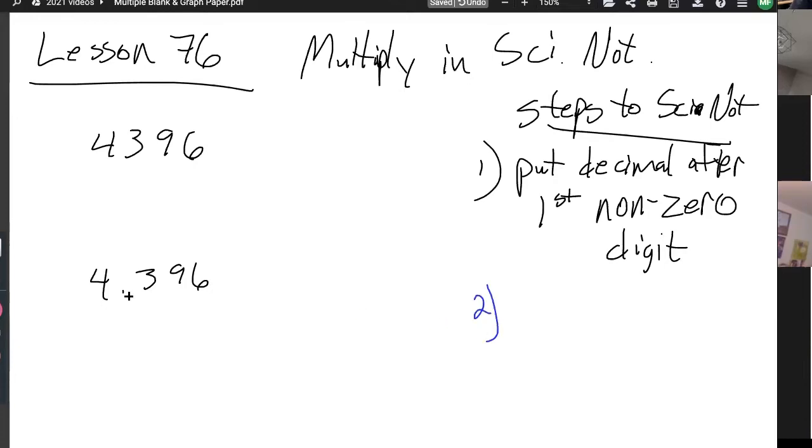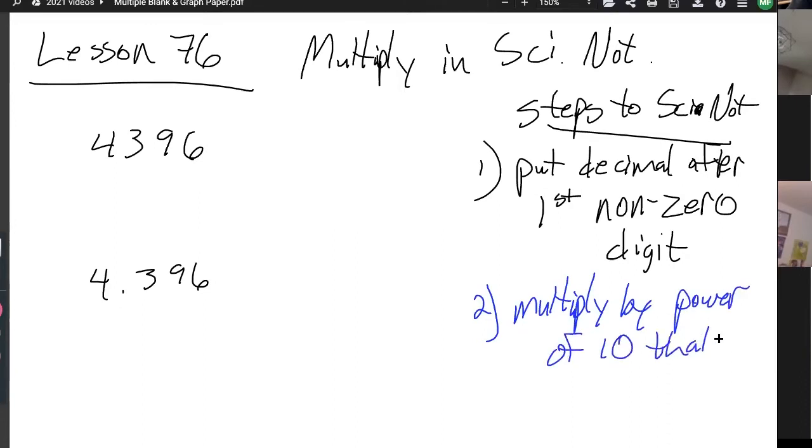is I got to move this decimal. I got to make this equal to that. So what power of 10 do I have to multiply by this to equal that? Well, what will put this decimal 3 places to the right to get it back to there? 10 to the third. So step 2 is multiply by power of 10. That will return the decimal back to its starting place.